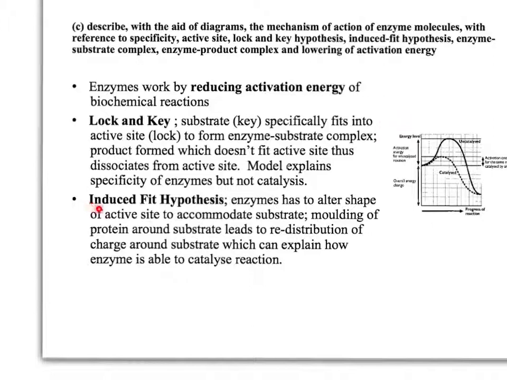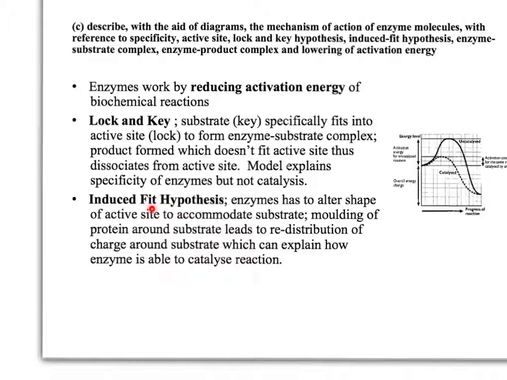So a more recent hypothesis that's been put forward is called the induced fit hypothesis. That suggests that enzymes have to alter the shape of the active site to accommodate the substrate. So the protein of the enzyme molds around the substrate. This results in a redistribution of electrons around bonds in the substrate, which makes the reaction more likely to happen, i.e. reduces its activation energy. So this hypothesis explains the specificity, but also goes some way to explaining how catalysis actually occurs.